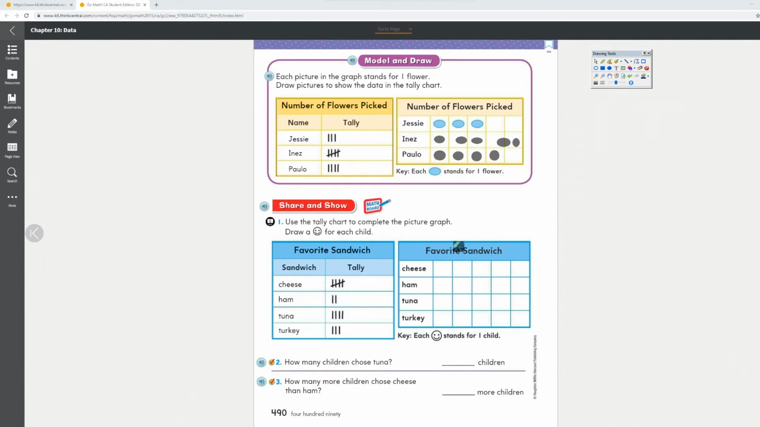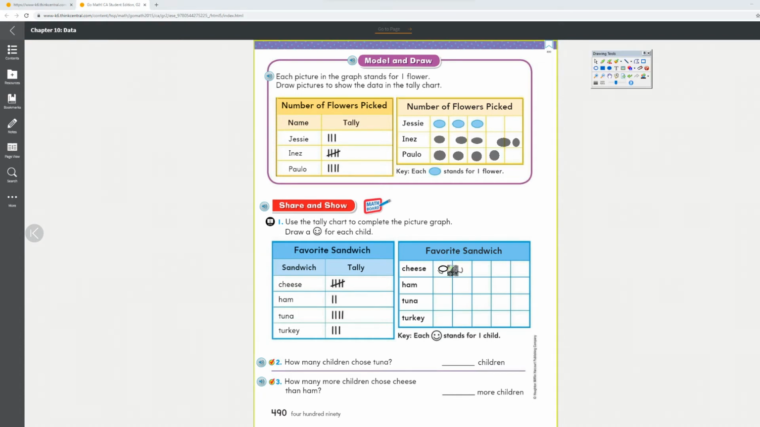So let's complete the picture graph then using the tally chart. So go ahead and try this on your own if you feel like you understand what we're doing. If not, let's work on it together. So for cheese, here's the information. We have 5 tally marks for cheese, right? We have 4 tallies with a seat belt, making it 5. So we need to draw 5 happy faces for each child that likes cheese.